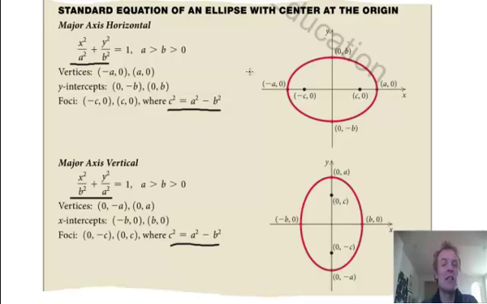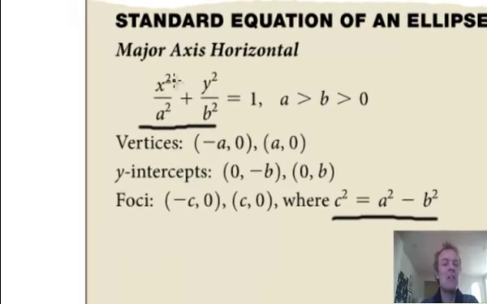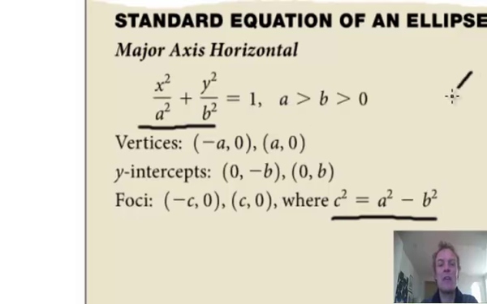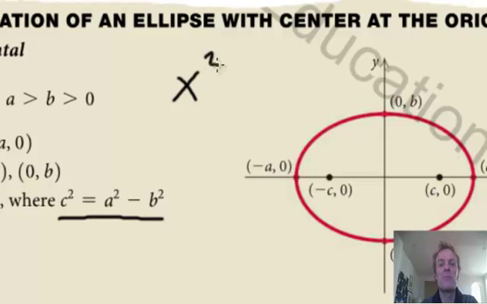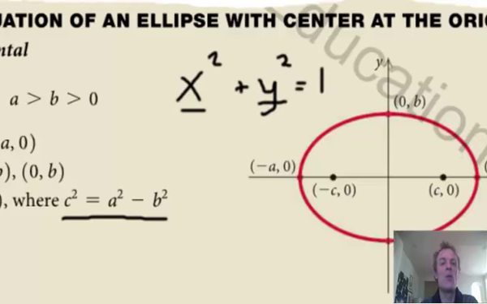Standard equation of an ellipse with center at the origin. We'll do ones that have moved later. Here it is: x squared over a squared plus y squared over b squared equals 1. That's it. We always have the x first. We'll write the x squared plus the y squared equals 1.